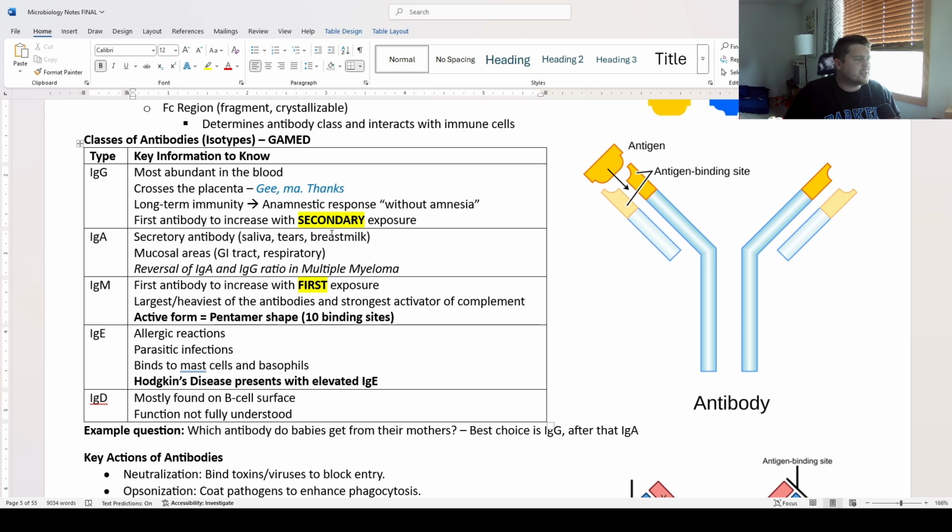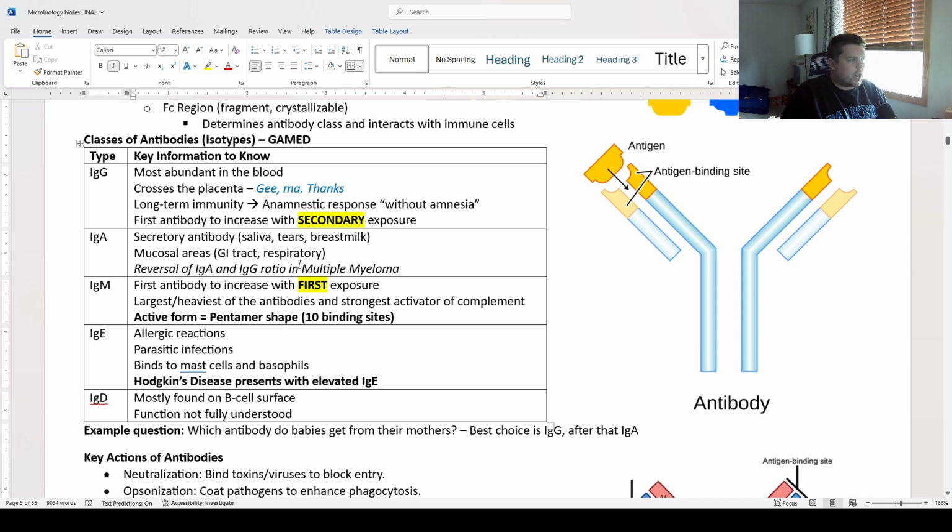A lot of the times they're going to give you one of these two questions: which antibody do you get from the mother? IgG is our best answer. IgA is our second best because IgG crosses the placenta, and if the mother breastfeeds, they also get IgA from the mother. So if you get that question right here, which antibody do babies get from their mothers? Best choice IgG. Second best choice is IgA.